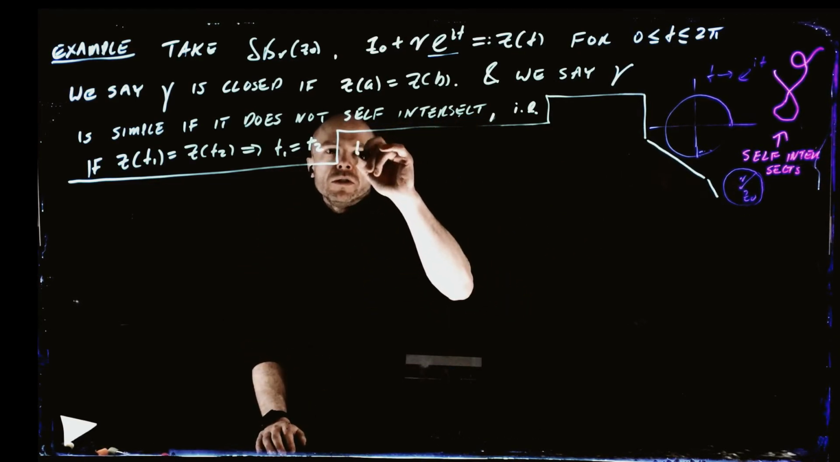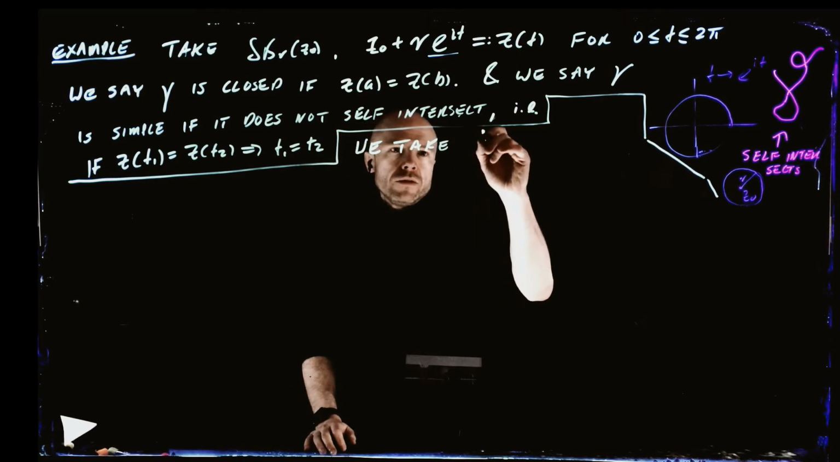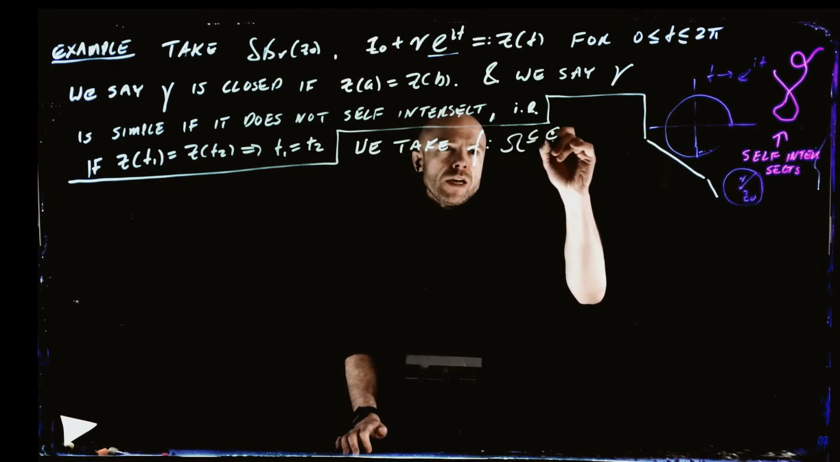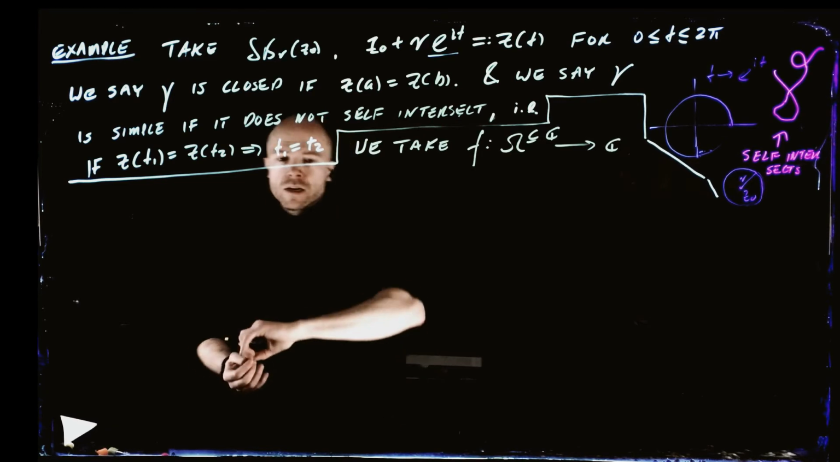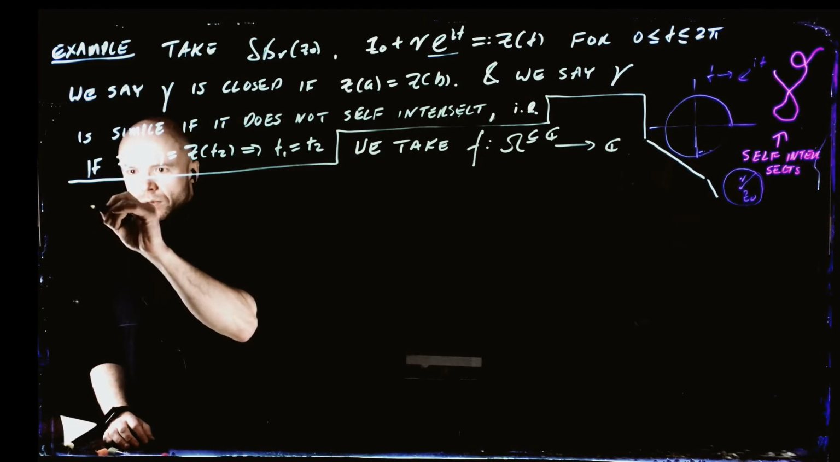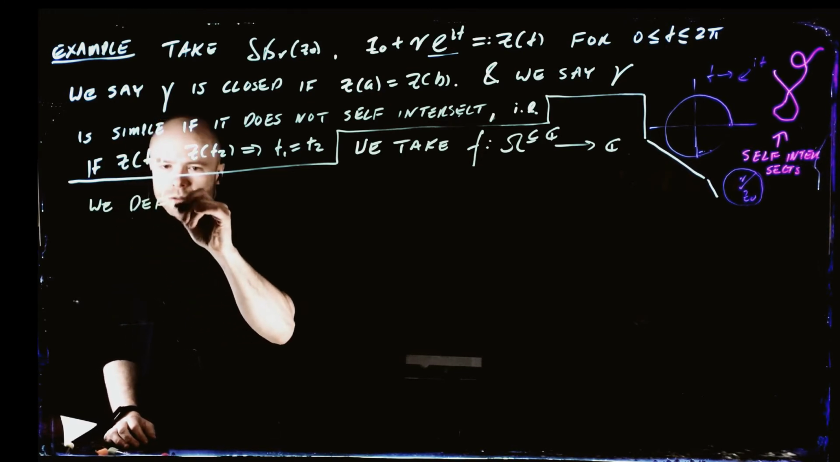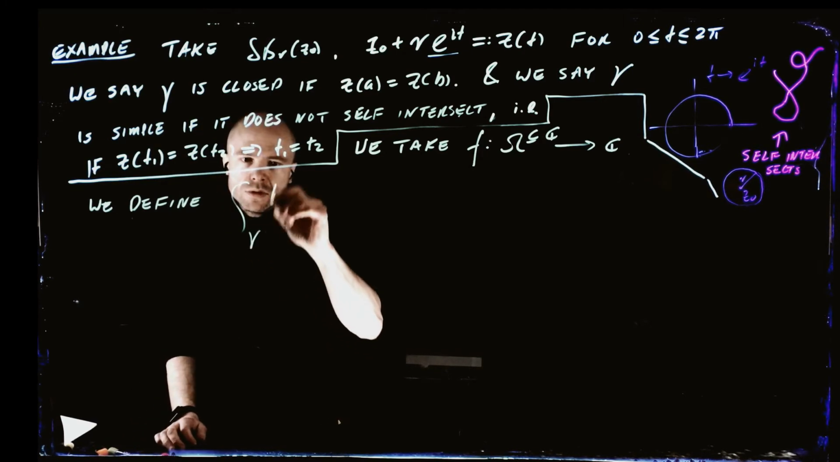So we take some f from some open set inside the complex plane into the complex plane, and we want to have a notion of integrating it along the curve, okay? So we want to define the integral over the curve like this.